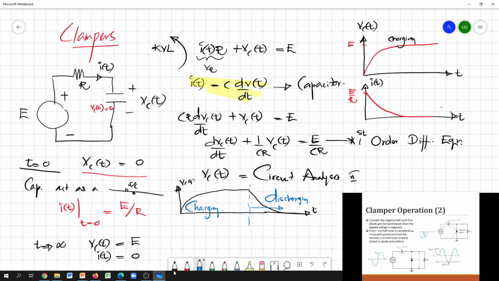So this is the simple phenomenon that happens inside the capacitance. Once you connect a source, it basically gets charged. Once you remove the source, it basically gets discharged.